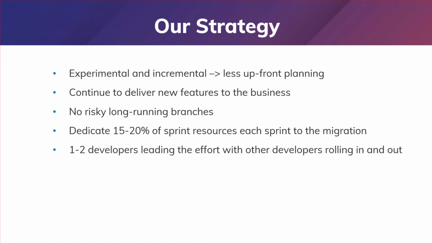Another thing we tried to do was to avoid a long-running branch, and that's something I will return to during this talk. It's something you definitely want to avoid at all cost. A long-running branch while migrating to .NET Core is going to be very troublesome for you, and it's going to be very dangerous. So try to avoid that if you can. And if you can, try to dedicate about 15 to 20% of your sprint time to this migration effort continuously, if possible.